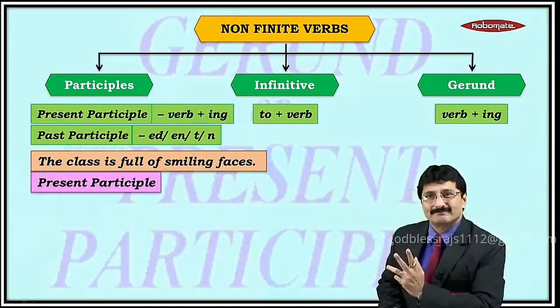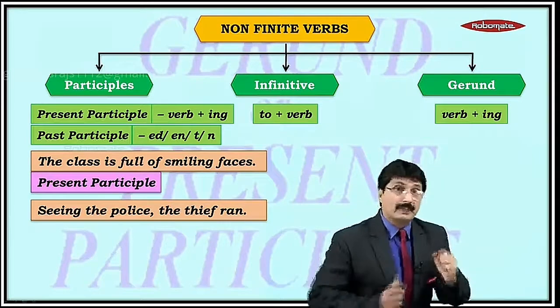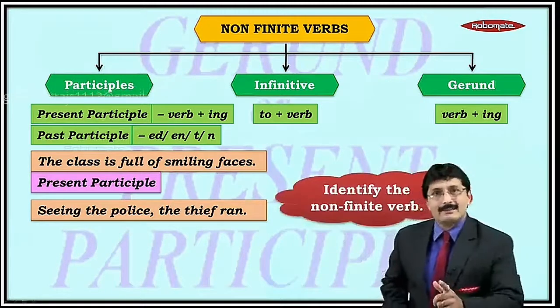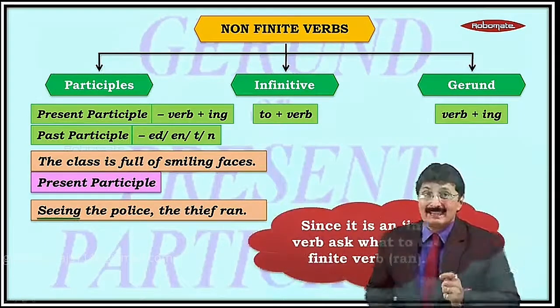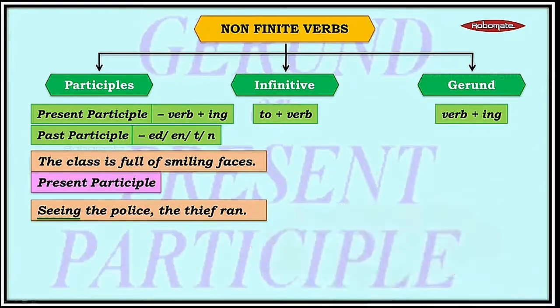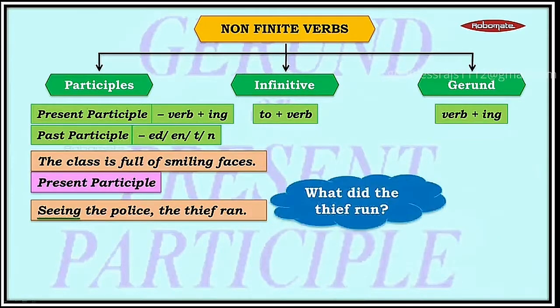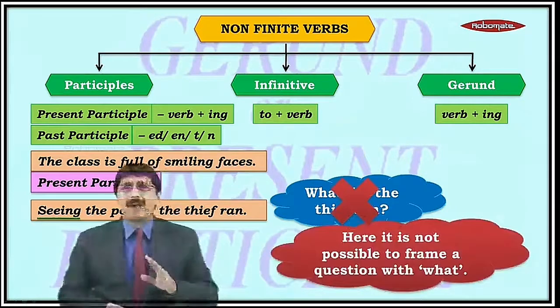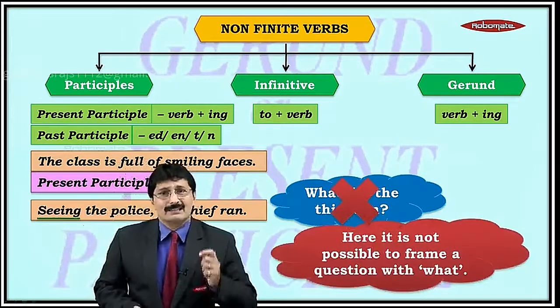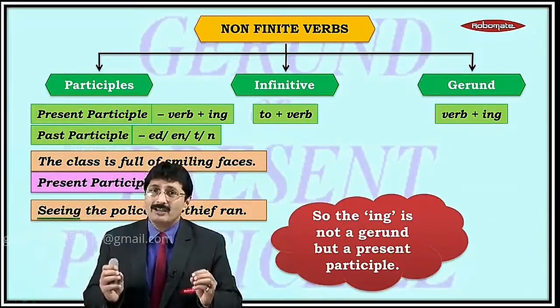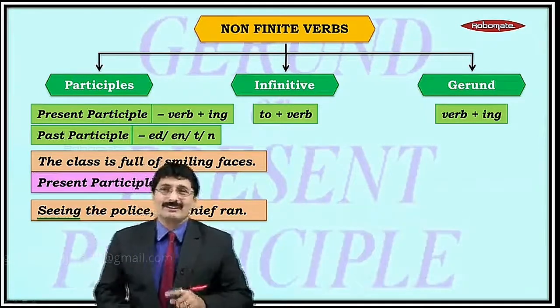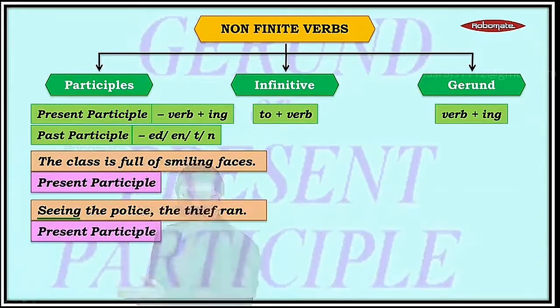Let's take another example. Seeing the police, the thief ran. Again the same thing. Identify the non-finite verb: seeing. Whenever it ends in ing, what are we supposed to do? We are supposed to ask what? The police what? The thief ran what? Does it make any sense? Absolutely not. Therefore, it is not possible to frame a question with what to the verb here. So ing here, seeing, is not a gerund. It is a present participle.